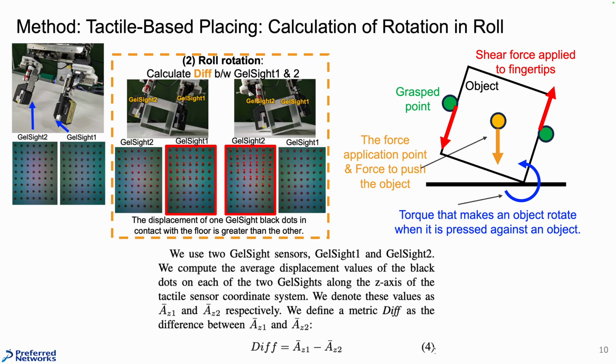This makes a difference in the displacement of the black dots in GelSights between the left and right fingers. On the side where the object is in contact, the displacement of the black dot is represented as an arrow pointing vertically upward. This displacement is noticeably larger compared to the side where the object is not making contact.